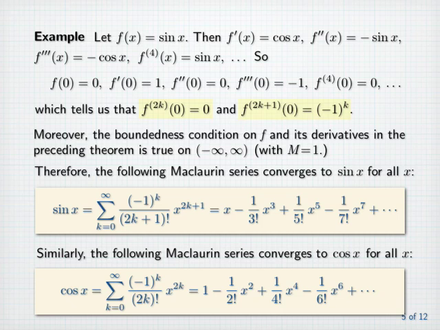This should not be surprising, since we know that sine x is an odd function, while cosine x is an even function. Now let's go back to the series for sine x, and notice that its partial sums are odd degree polynomials in x.